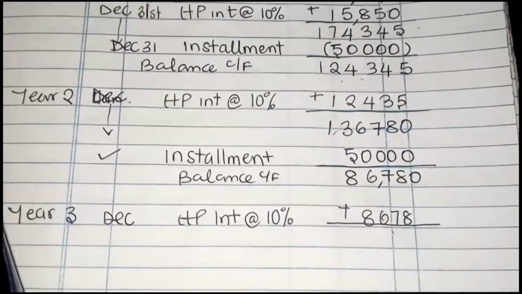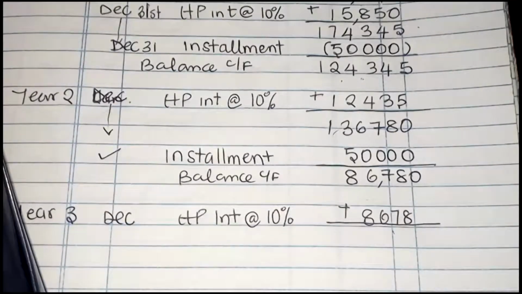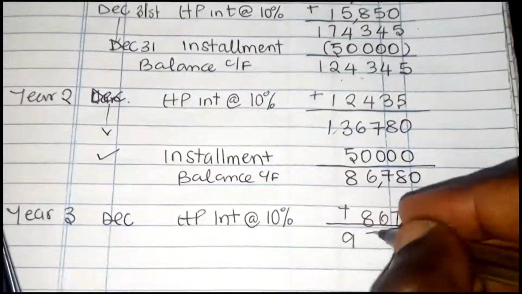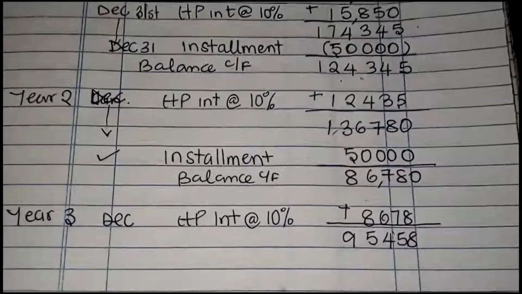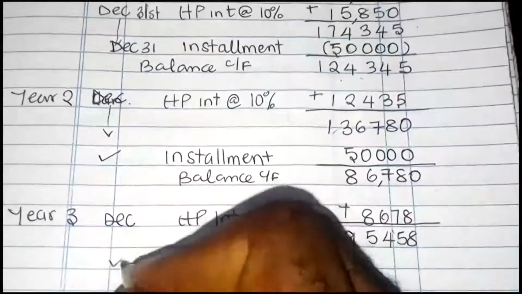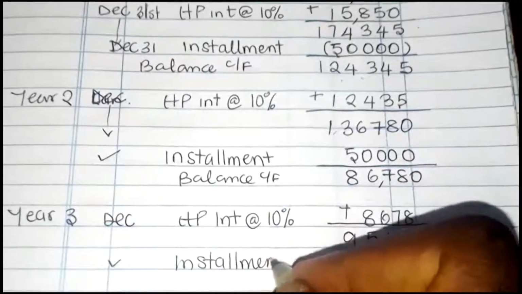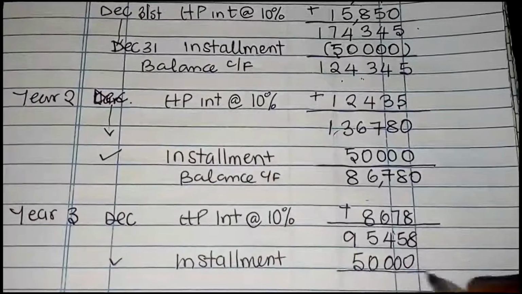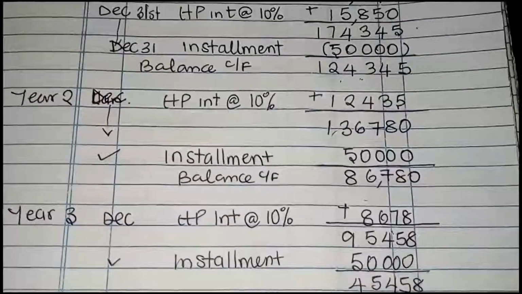You have plus, that is, it will give you 95,458. Okay, then don't forget your installments will be deducted. Installments of 50,000 will be deducted. So we have 45,458. Okay, class.